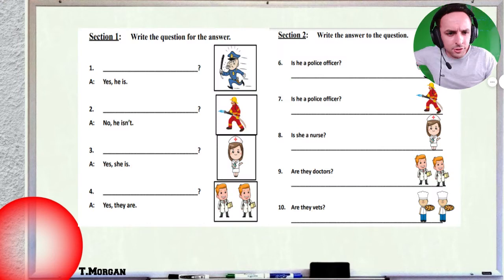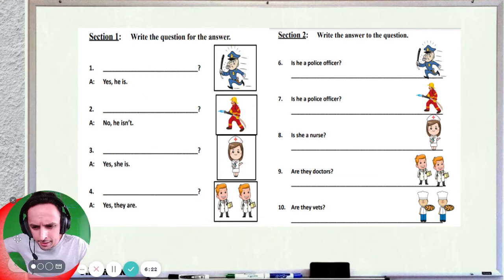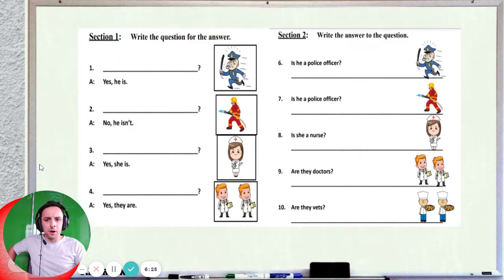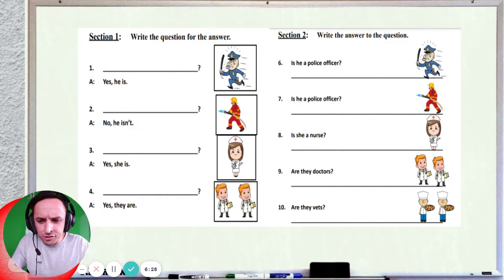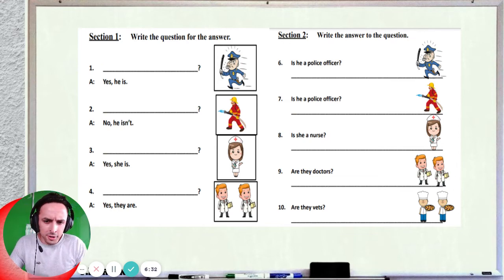Okay, so we have two sections. I tell you what, I'm going to put myself back in the ball. Put me back in. Yeah, that's good. Okay, so here are your two sections, two pages. We have section one and section two.